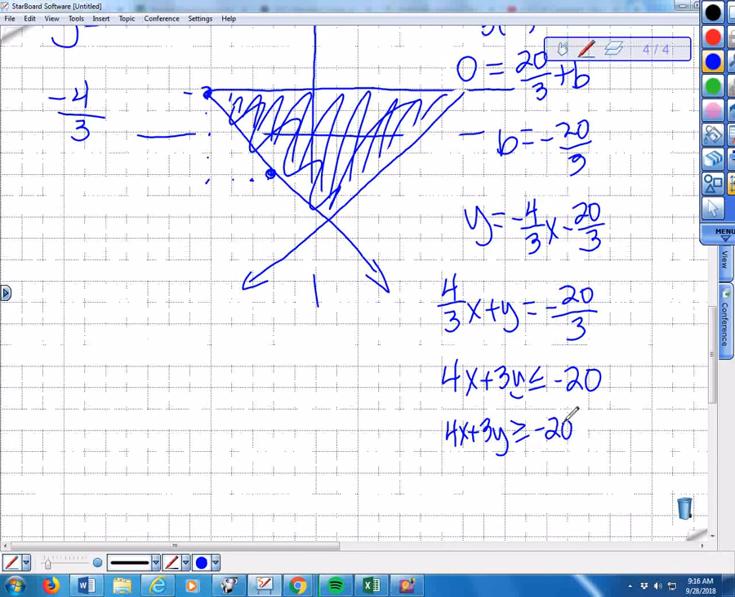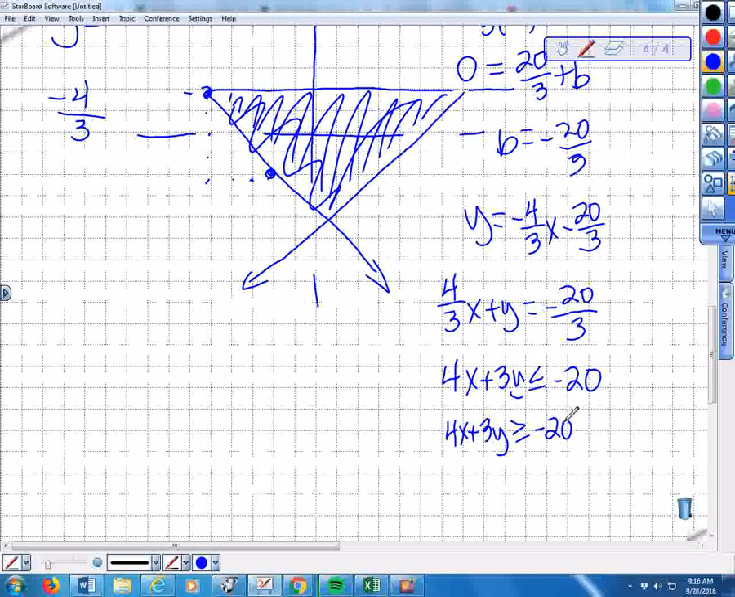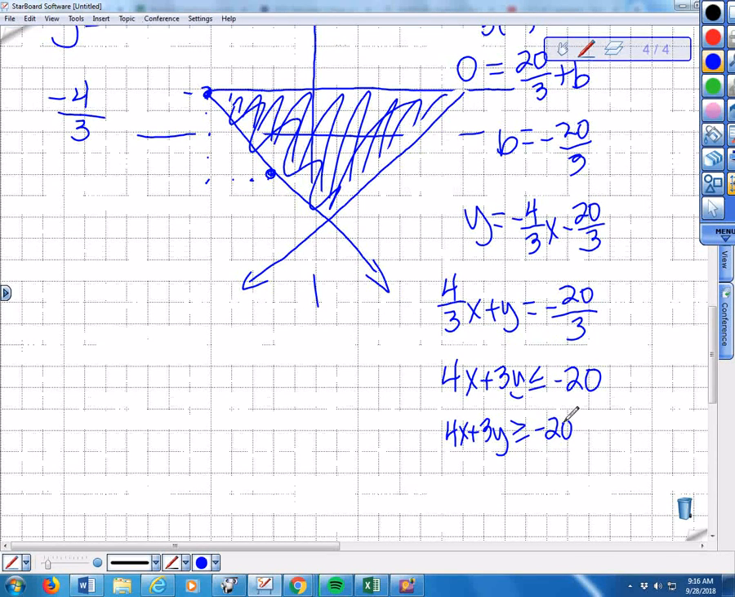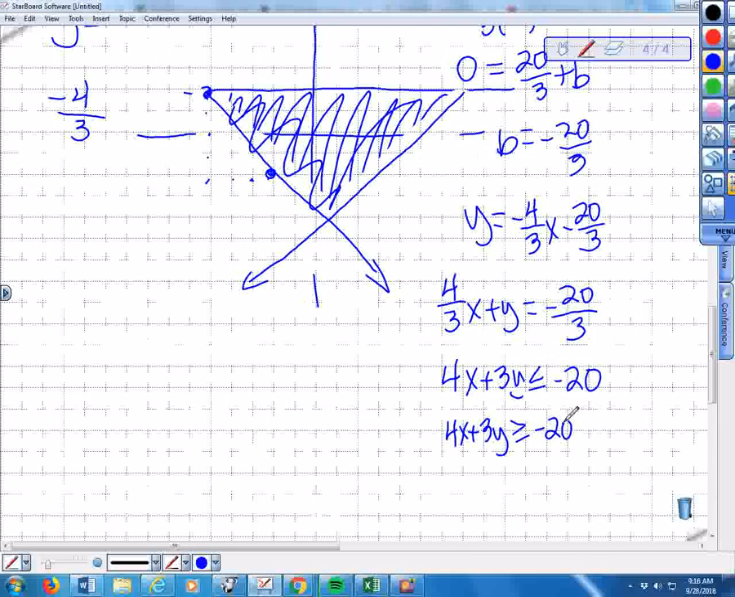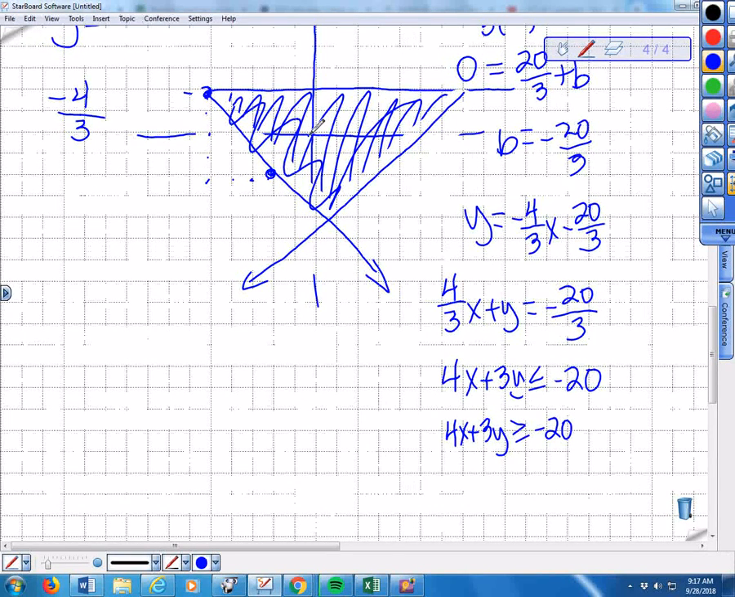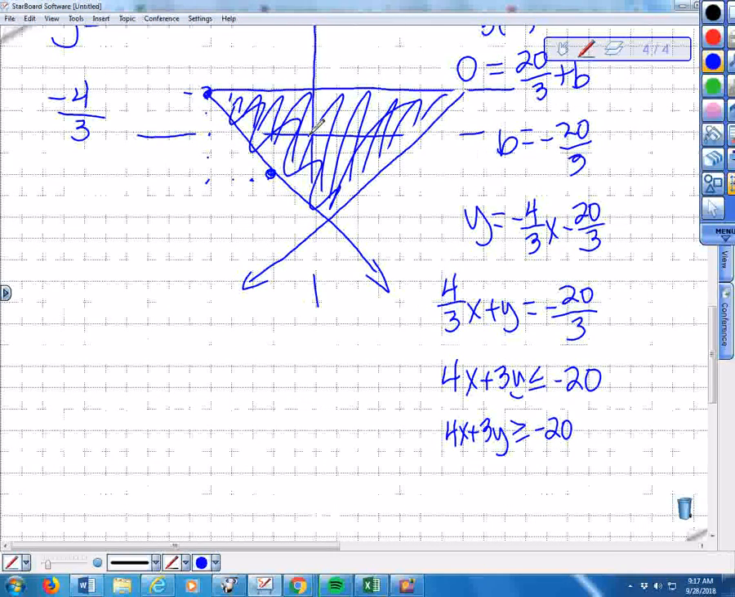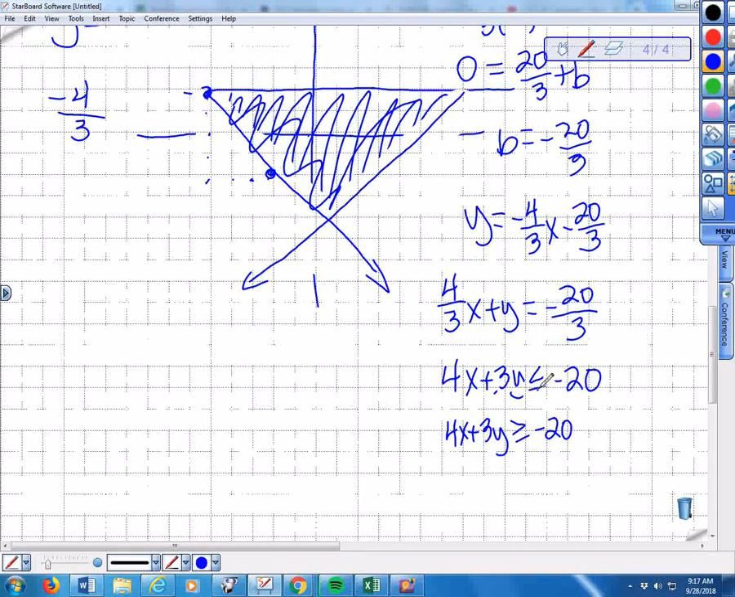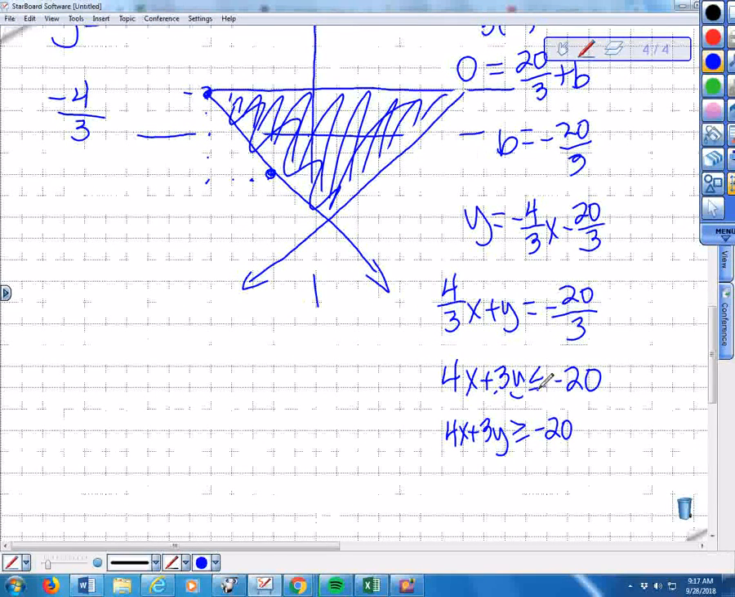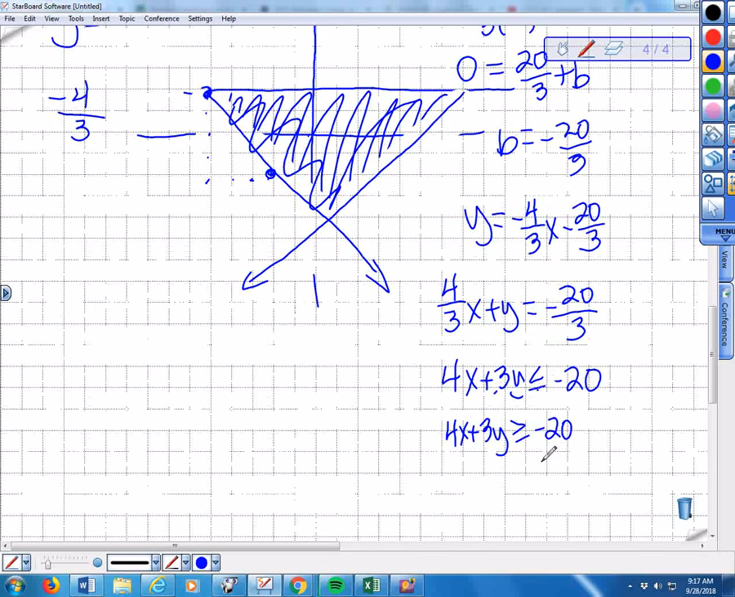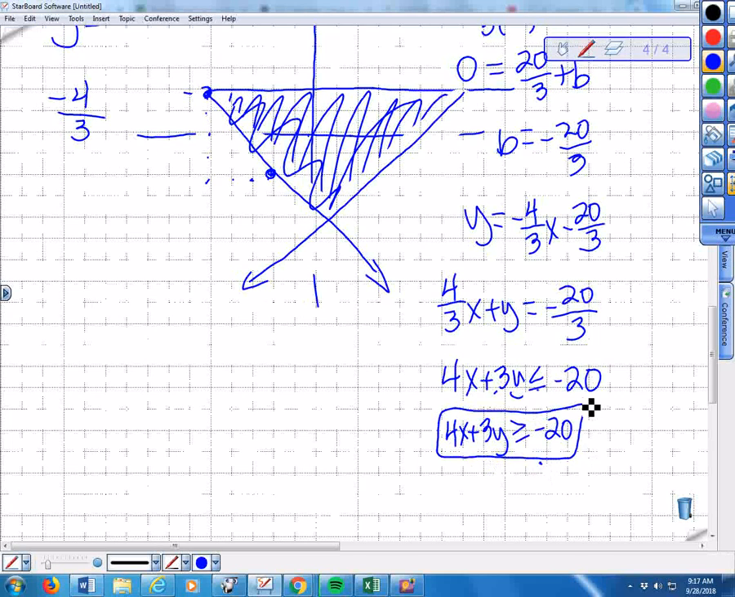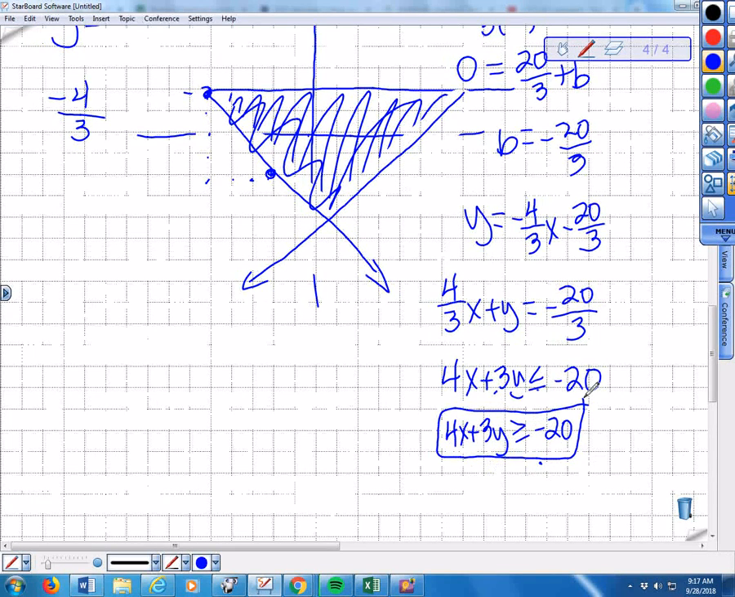So how can I figure out whether it's less than or greater than? Use a test point. Is 0, 0 on my line anywhere? No. So I can use it as a test point. I'm going to plug in 0, 0 into this first inequality. 0 less than or equal to negative 20. Is 0 less than negative 20? No. It's greater than. And 0, 0 is a solution, so it's got to be this one because the solution makes this true. So that's the graph that I would pick.